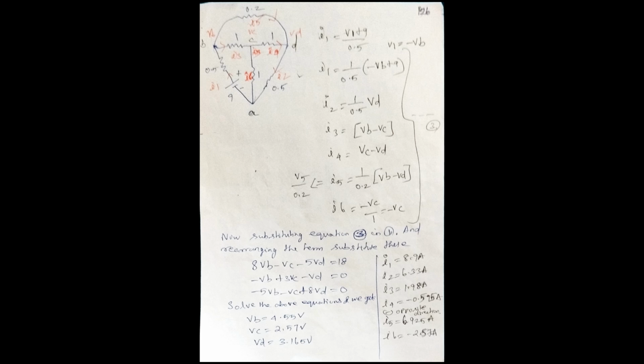From this nodal equation format, we find small I1, I2, I3, I4, I5, I6. Now substituting equation 3 in 1, we get 3 equations. Solve the above equations and we get VB, VC, VD values and small I1, I2, I3, I4, I5, I6 values.